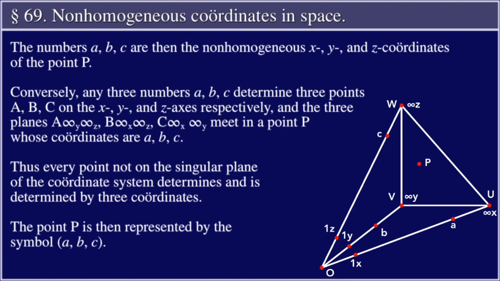The numbers A, B, C are then the non-homogeneous x, y, and z coordinates of the point P. Conversely, any 3 numbers A, B, C determine 3 points A, B, C on the x, y, and z axis respectively, and the 3 planes A infinity y infinity z, B infinity x infinity z, C infinity x infinity y meet in a point P whose coordinates are A, B, C. Thus, every point not on the singular plane of the coordinate system determines and is determined by 3 coordinates. The point P is then represented by the symbol (A, B, C).